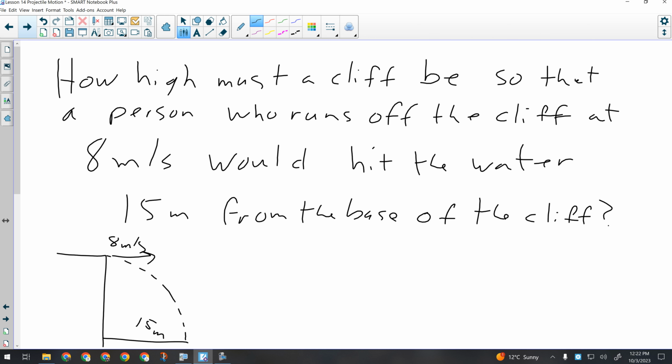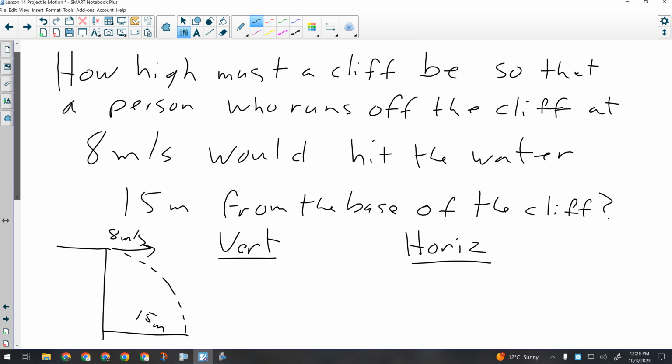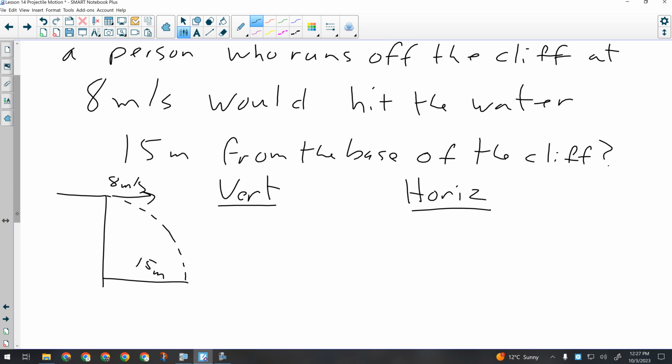All right, that's what we know. Give you a few minutes on that one. So for this one, we want to break it up into our vertical and horizontal dimensions. Vertically speaking, the question appears to give us nothing, but actually gives us two pieces of information. What are they? Initial velocity and acceleration.